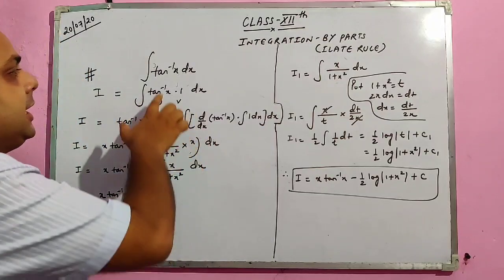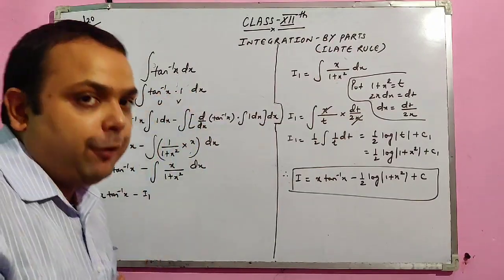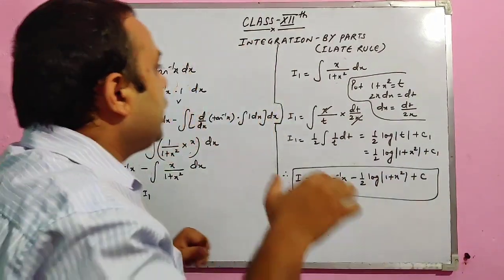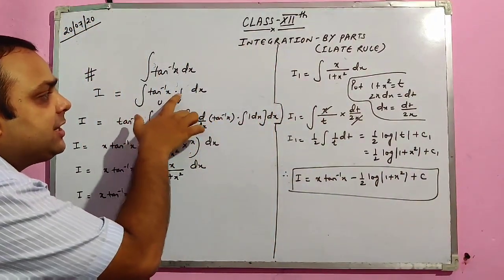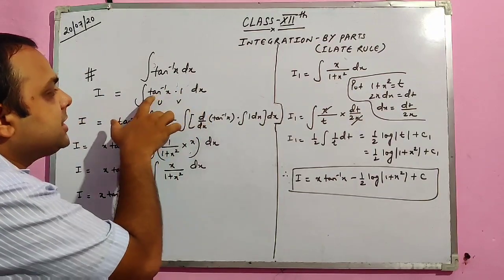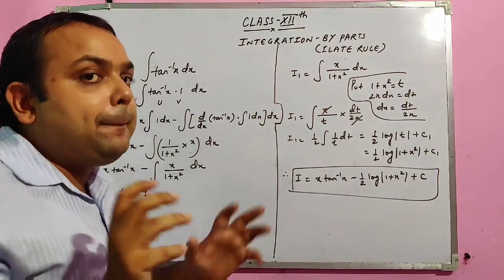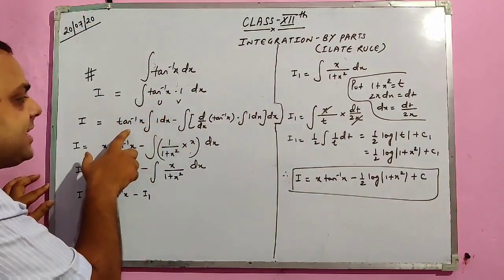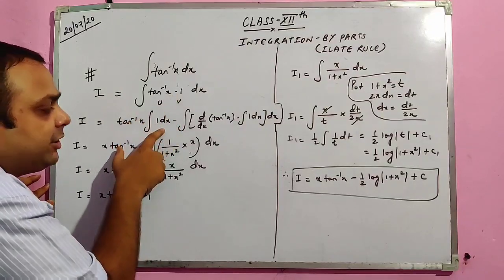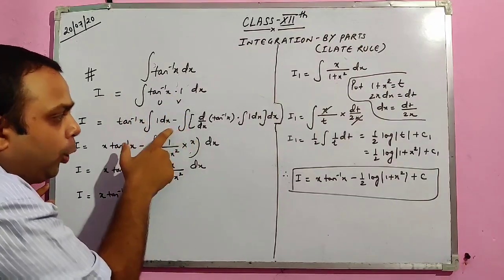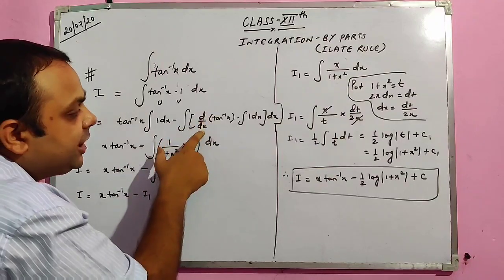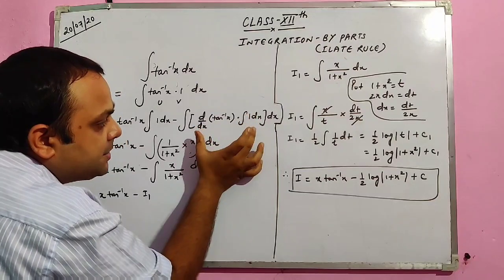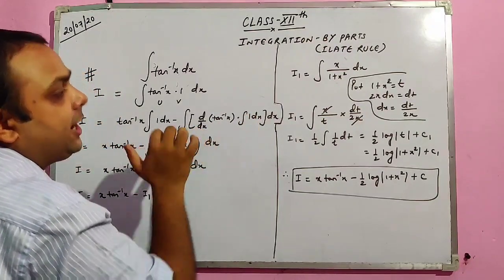So what I have done, this tan inverse x is multiplied by 1, because we can multiply any number by 1, the answer remains the same. Now this is an inverse trigonometric function and this is an algebraic function. So this is u and this is v. Now applying the concept of by parts, the formula is: first function as it is, integration of second function, minus the whole integration of differentiation of first multiplied by integration of second. Whatever comes after solving this should be integrated again.